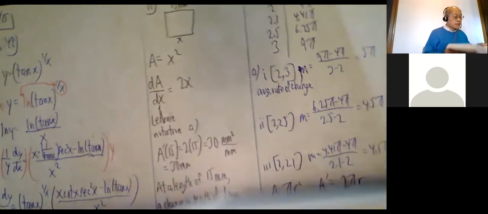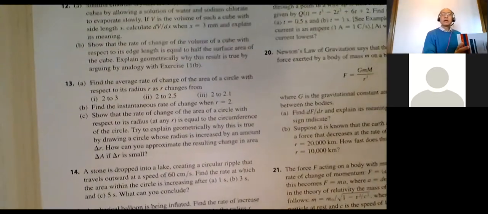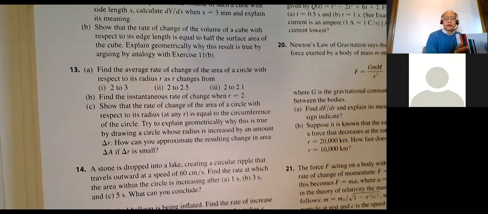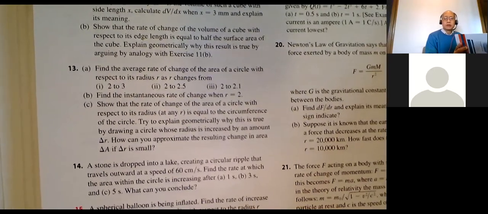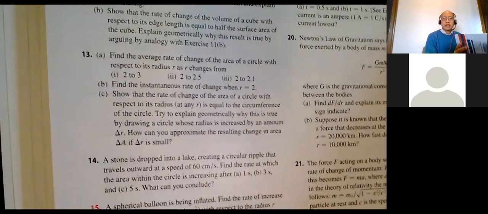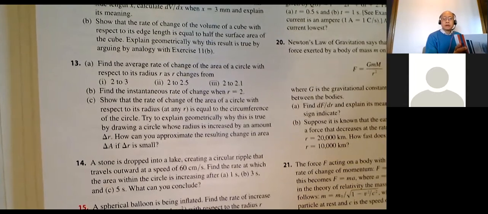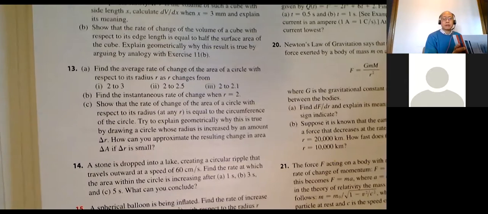Okay, so how about 13? Set you up for that. Find the average rate of change of the area of a circle with respect to its radius r, as r changes from 2 to 3, 2 to 2.5, 2 to 2.1. Find the instantaneous rate of change when r is 2, and show that the rate of change of the area with respect to its radius is equal to the circumference of the circle.